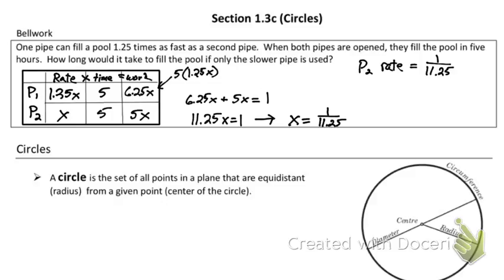We just care about the second one because it says, what happens if I just use the slower pipe? And since the slower pipe's rate is 1 over 11.25, remember, rate as a fraction would be basically 1 task or 1 pool per hour. So that's 1 pool per 11.25 hours. It asks how long does it take to fill up 1 pool. That would just be 11.25 hours.